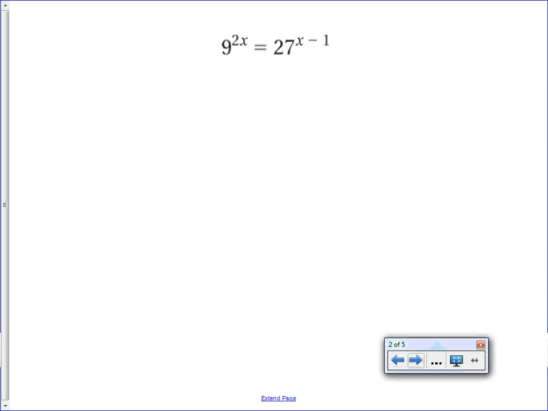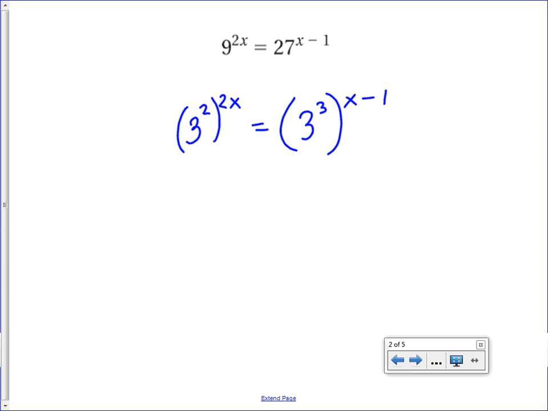So you have to look at a 9 and a 27 and try to figure out that those are both powers of what number? They are both powers of 3. 9 is 3 to the second power. 27 is 3 to the third power. They're both powers of 3, and we need to write them as powers of 3 so that our bases can be the same. So on the left side of this equation, I can write 9 as 3 to the second power, and it already had a 2x on it. And on the right side, I could write 27 as 3 to the third power, and it already had an x minus 1 on it.